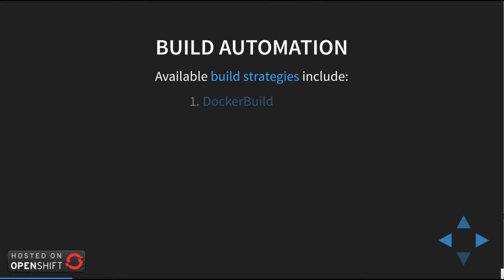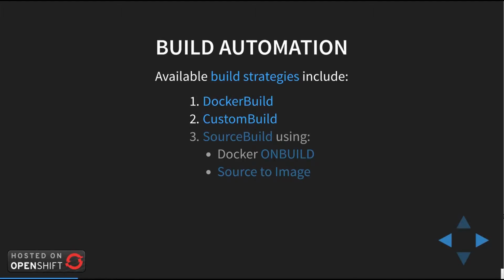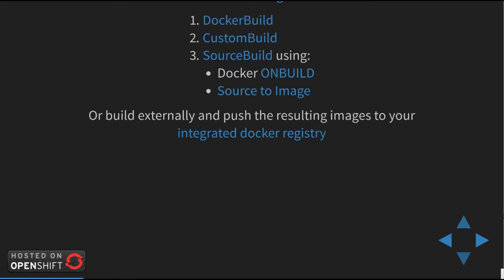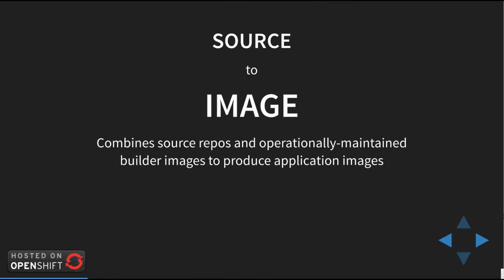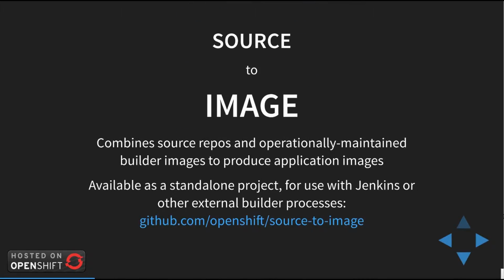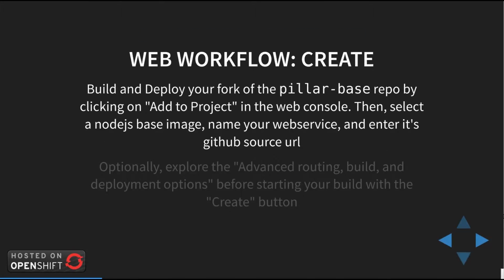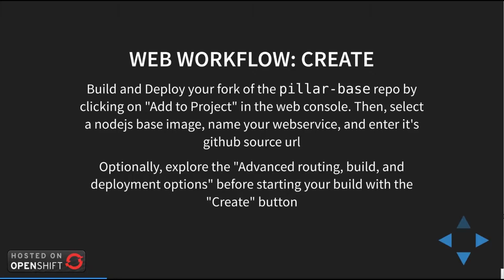OpenShift provides a variety of build strategies, from Docker build to source build. It's also possible to run your builds externally and push the resulting images into the integrated Docker registry. Here, I'll be using source to image to layer my repository code on top of an operationally maintained base image.